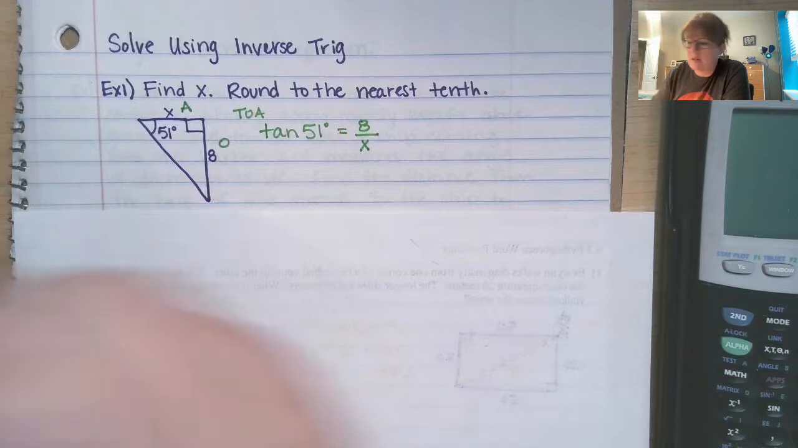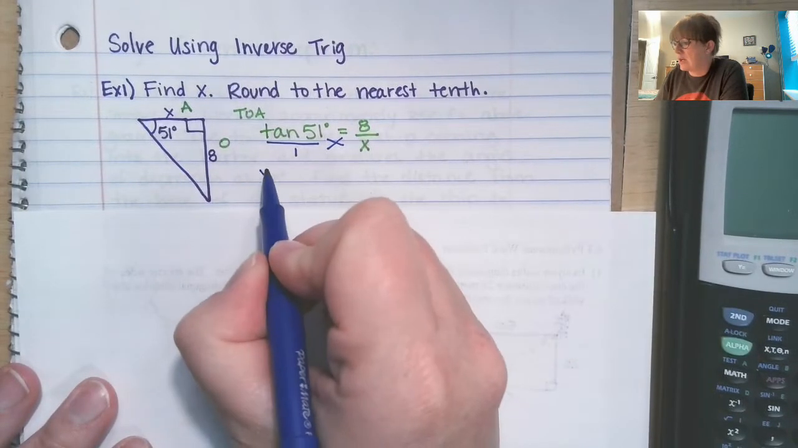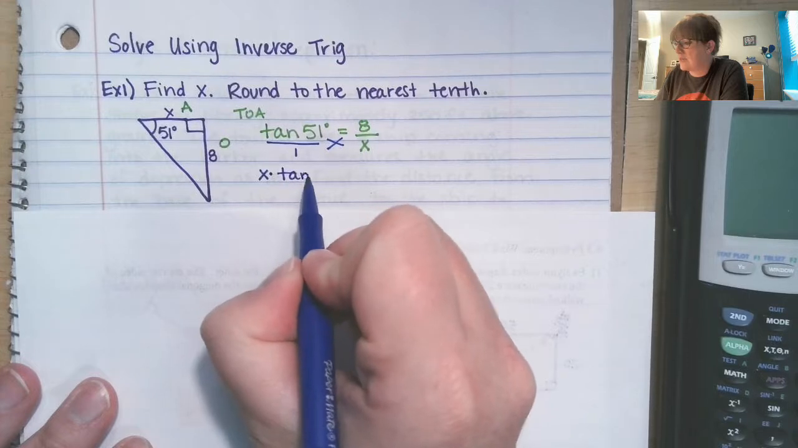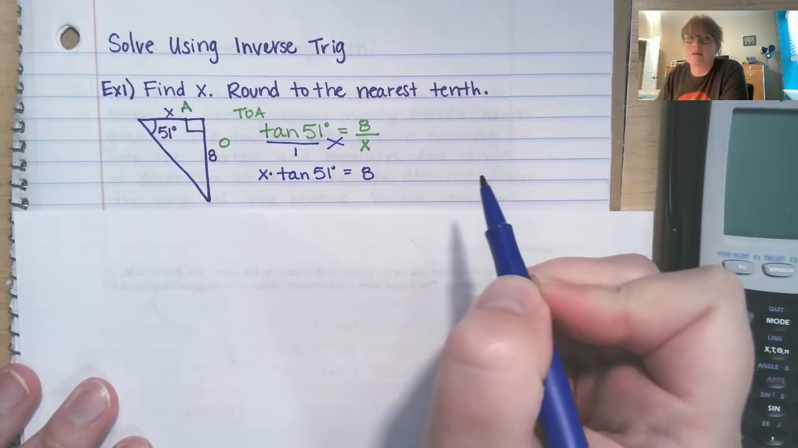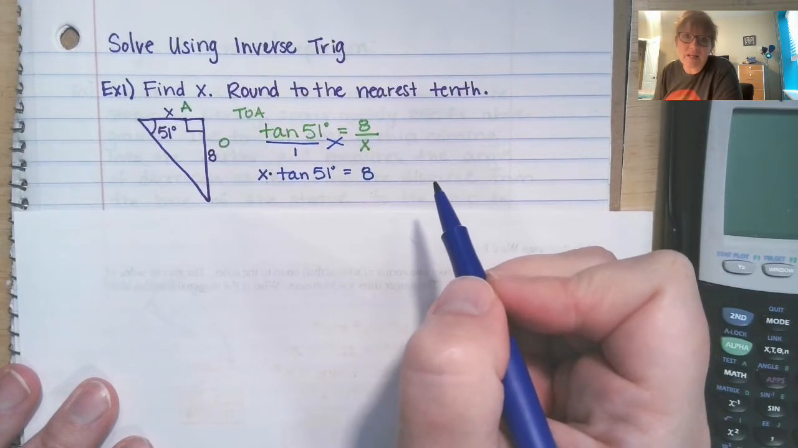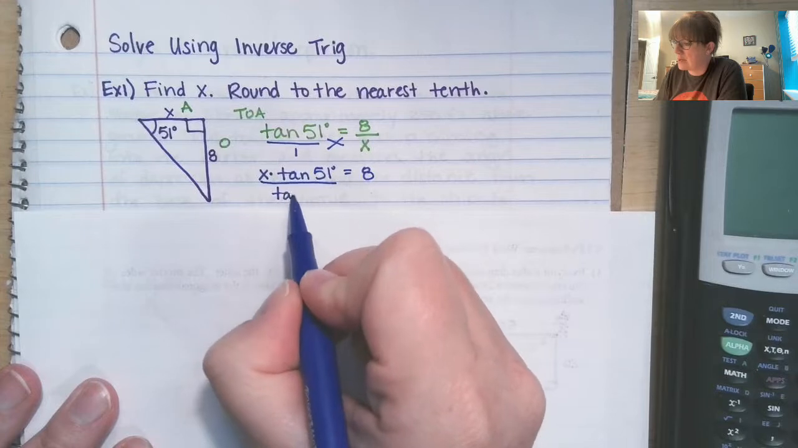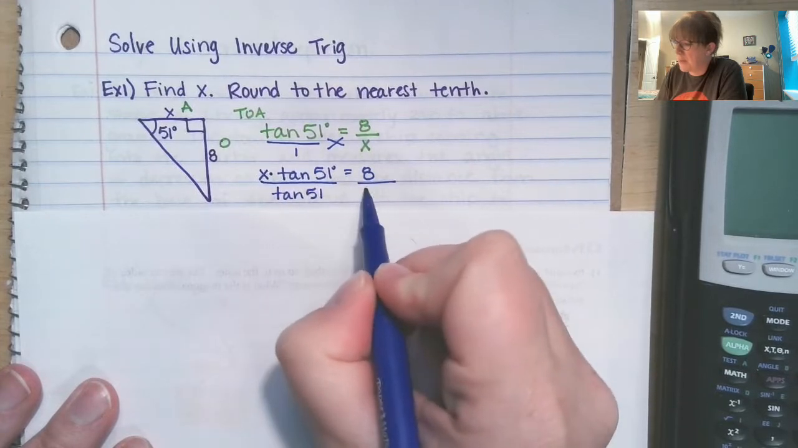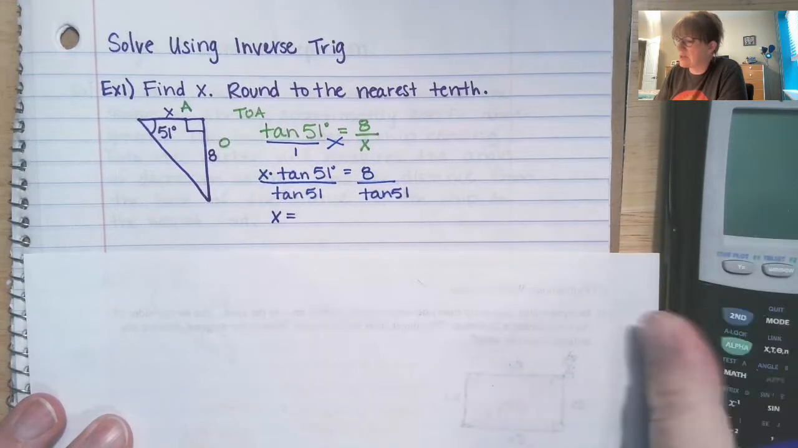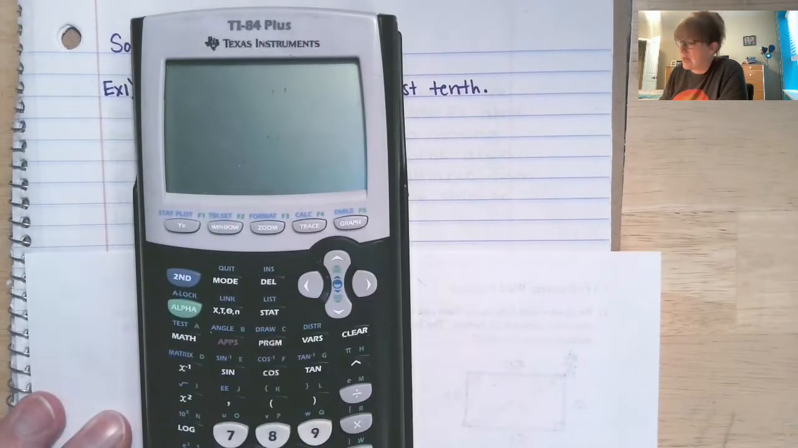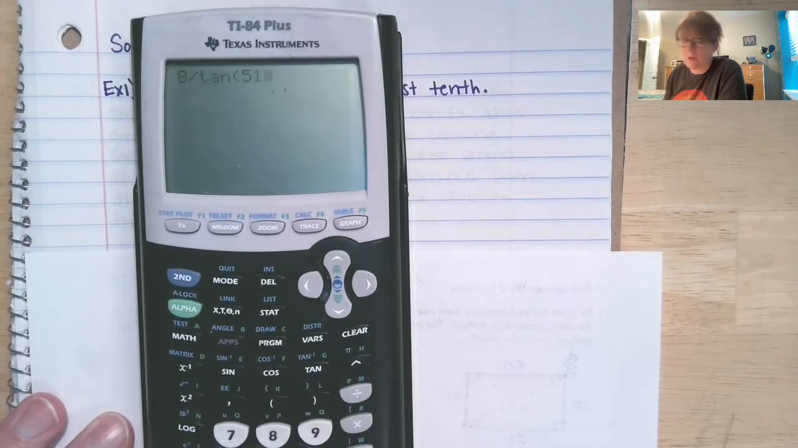If we make this into a fraction equals a fraction, we can cross multiply. We get x times tan 51 equals 8 times 1, so just 8. I want x by itself. Remember, tan 51 is just a really scary looking way of writing a decimal, so we're just going to divide by tan 51. So we get x equals 8 divided by tan 51.